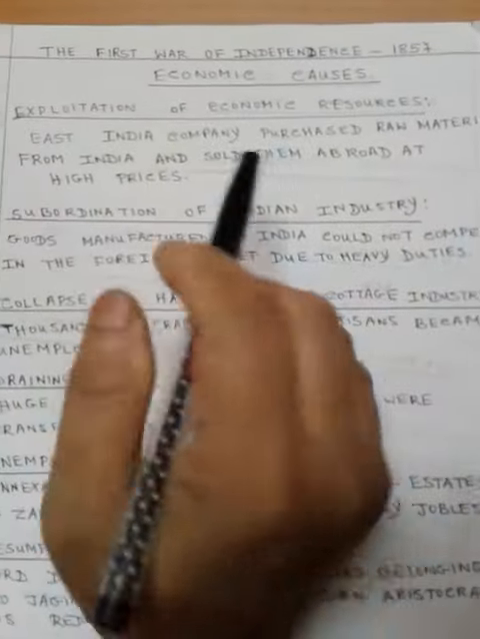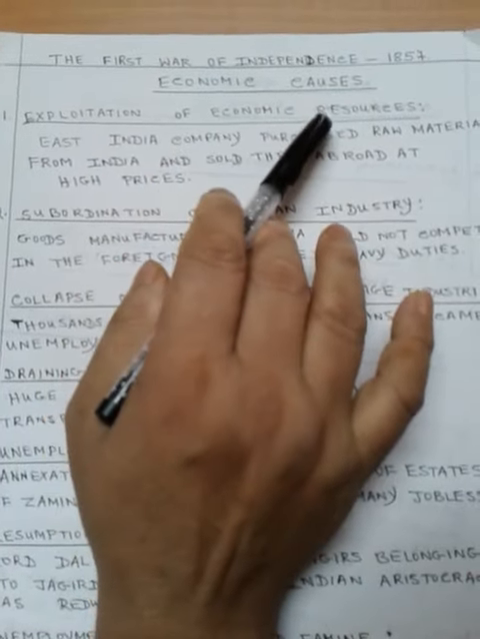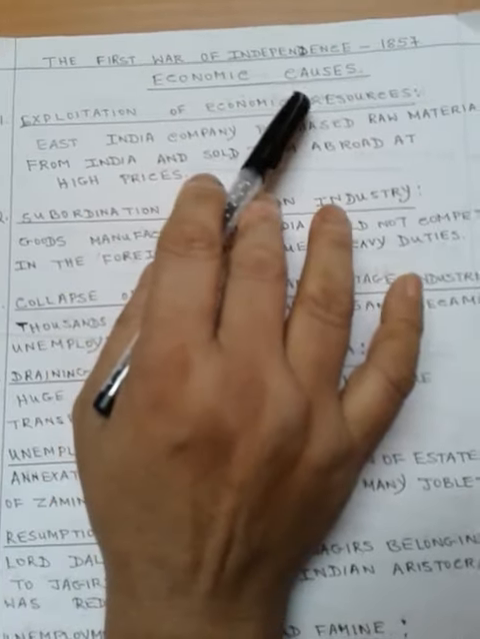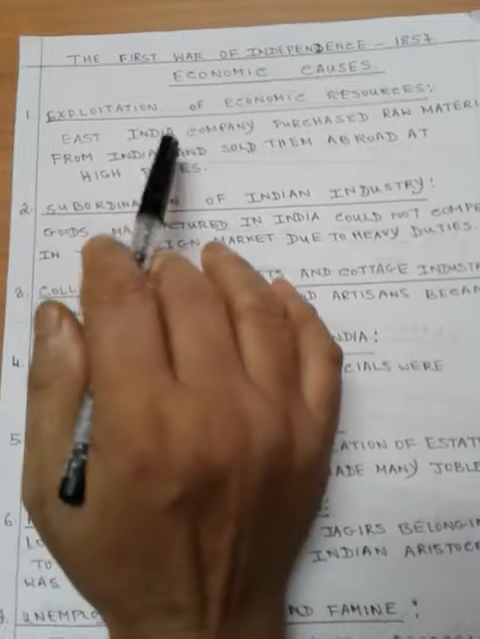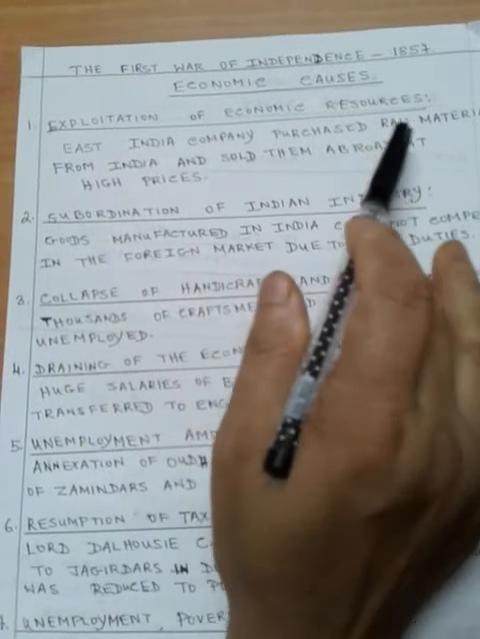Good morning, students. Today we will discuss the economic causes from the chapter First War of Independence 1857. There are 7 points. The first point is exploitation of economic resources.